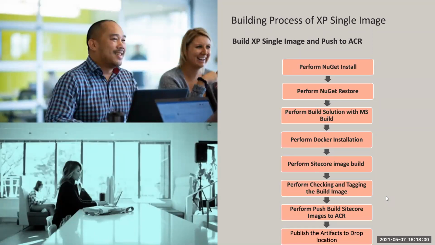Once everything has been done and we feel that the image is quite perfect and should be pushed to ACR, this step will kick in and push my build image into my ACR. ACR is nothing but Azure Container Registry, like the Docker Hub or Docker repository you have seen in previous sessions. This is just an Azure Container Registry where we are going to push this image and leverage that image in subsequent environments.